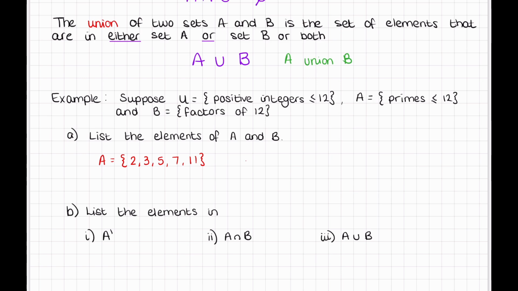Now B, the set B, is factors of 12. So all the numbers that are factors of 12 will be 1, 2, 3, 4, 6, and 12. With all those numbers, you can use them somewhere with a multiplication of another one to get the answer of 12, so they are all the factors.